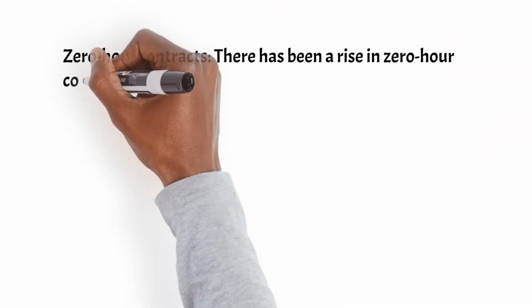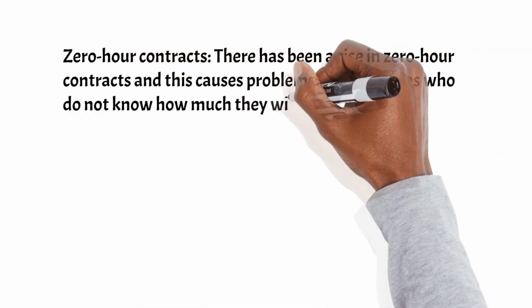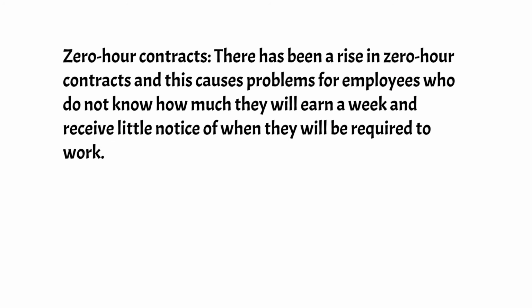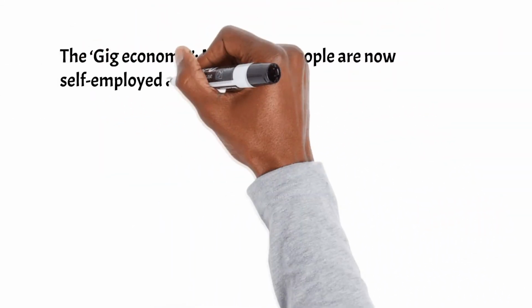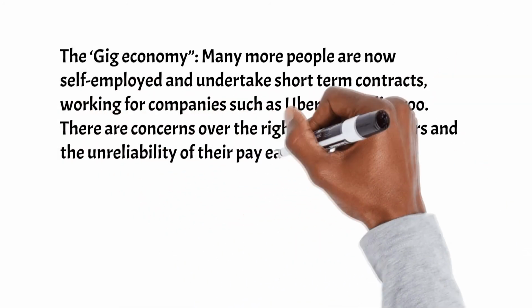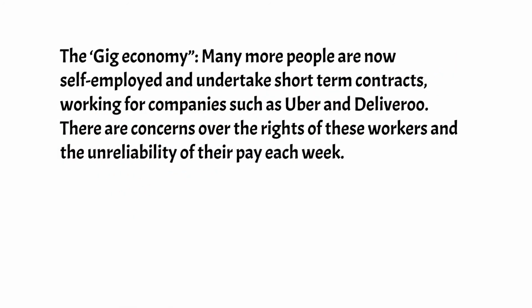5. Zero-hour contracts. There has been a rise in zero-hour contracts, and this causes problems for employees who do not know how much they will earn a week and receive little notice of when they will be required to work. 6. The gig economy. Many more people are now self-employed and undertake short-term contracts, working for companies such as Uber and Deliveroo. There are concerns over the rights of these workers and the unreliability of their pay each week.